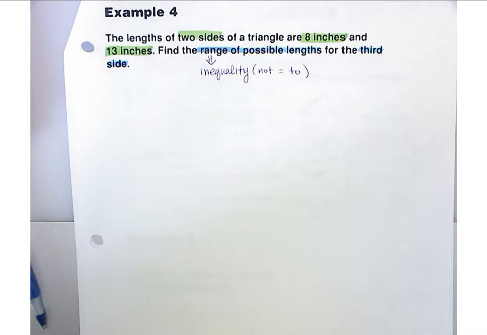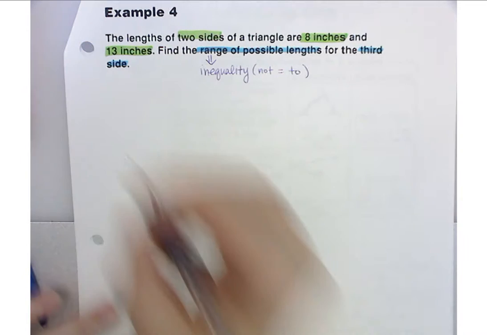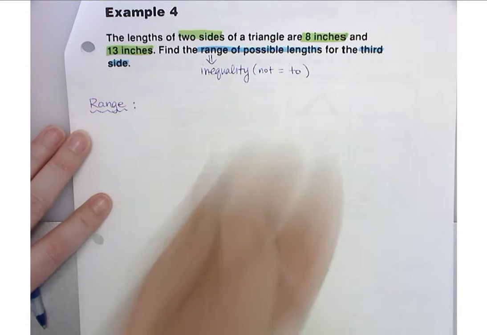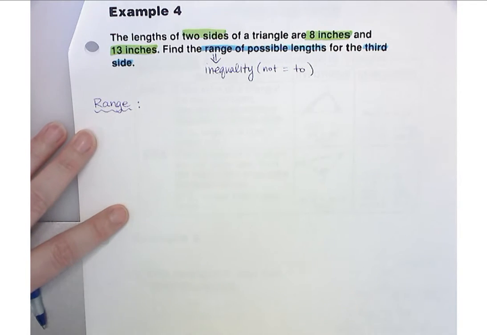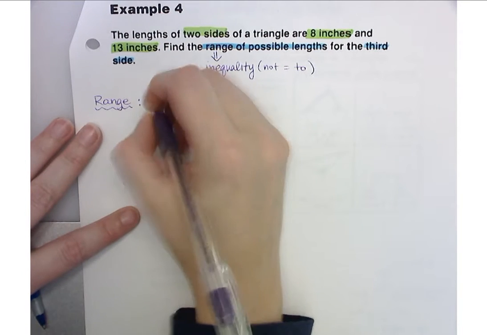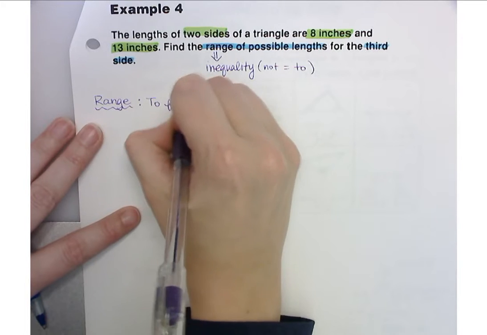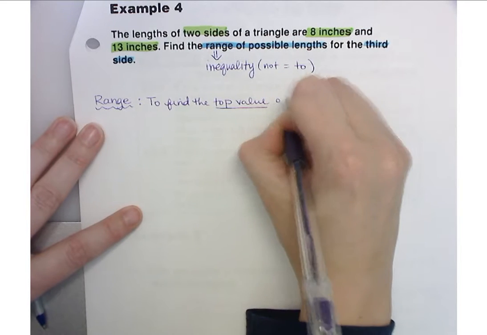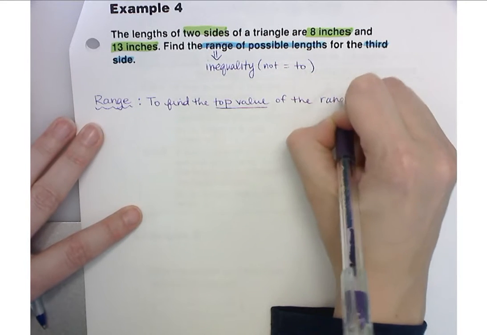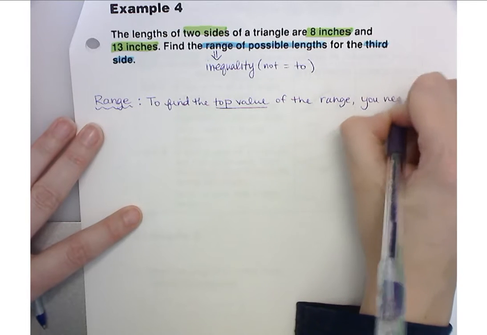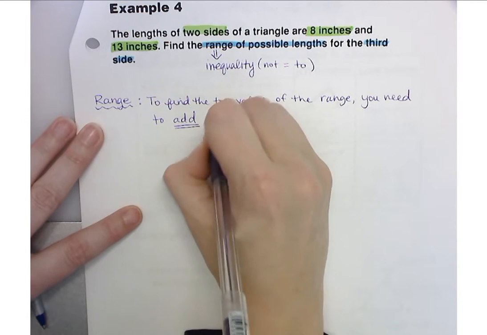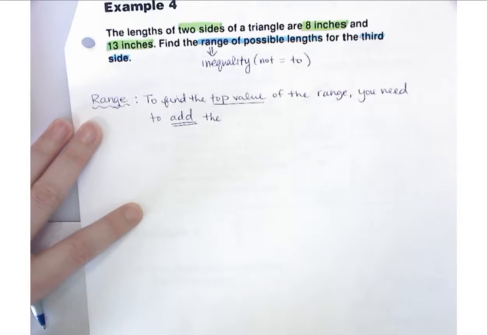And then I'm just going to write out the directions for you, how you're going to find it. Okay, so to find the range, there are two parts of the range. There's the upper bound, there's the lower bound. So to find the top value of the range, you need to add the two sides.